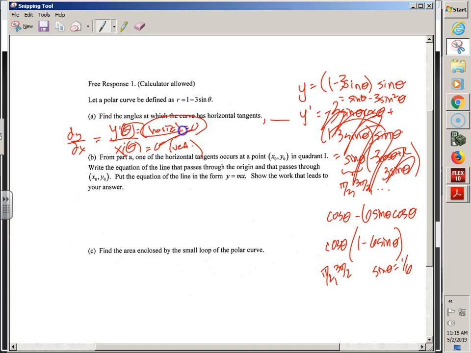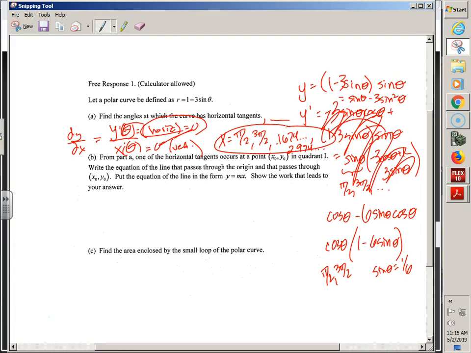0.1. Do I round them? That's what I was confused about. I'll just do a dot, dot, dot. I would have stored it probably. 0.1674. And then 2.974. Okay, so now we're up to letter B.